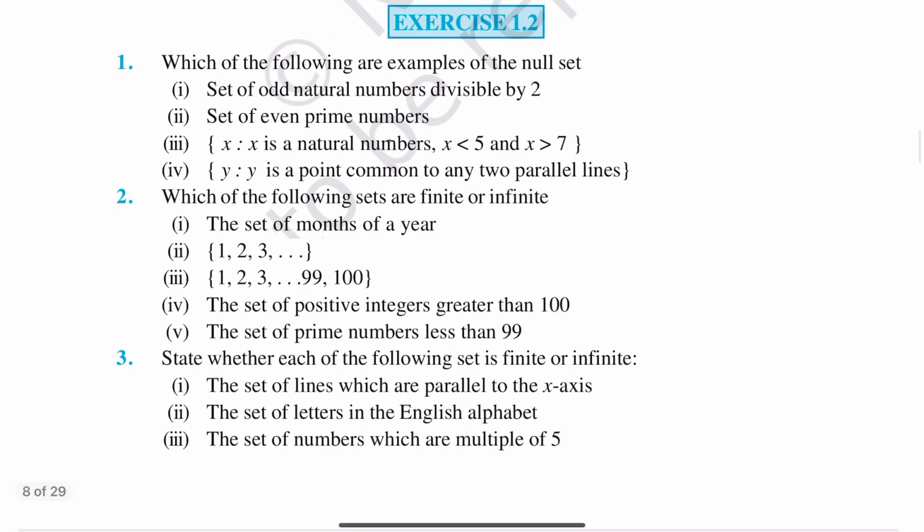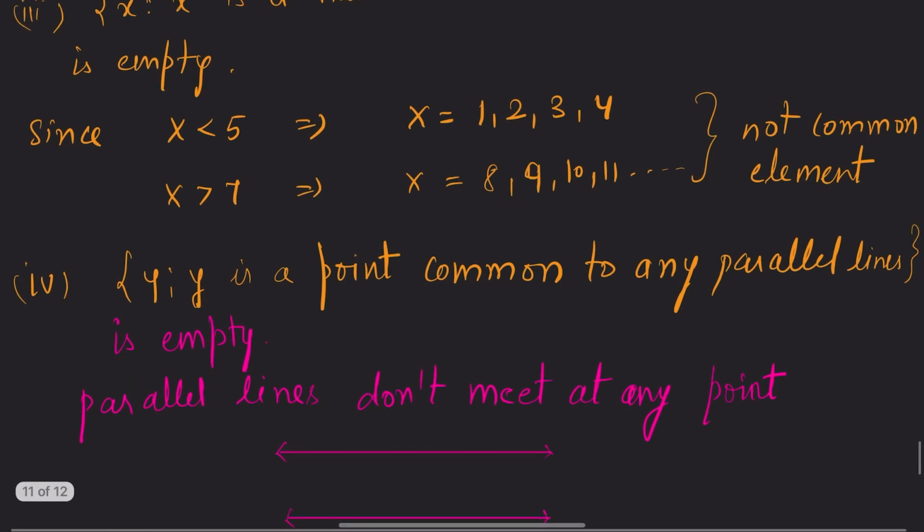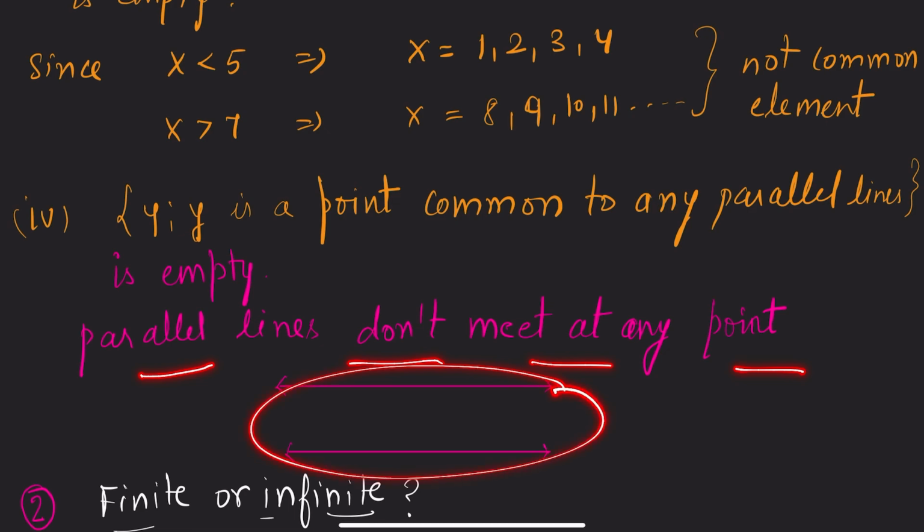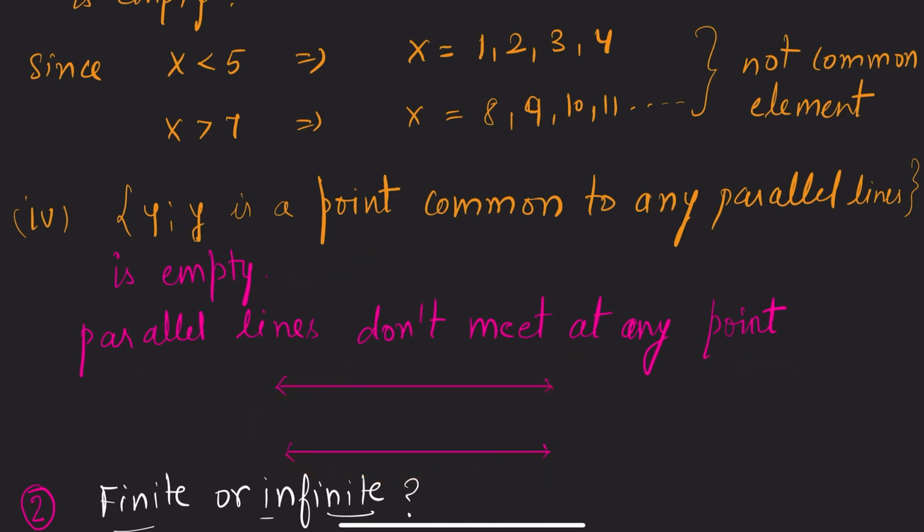Now the next question is, y such that y is a point common to any two parallel lines. So we will see here the common point of parallel lines. This set is also empty, because parallel lines don't meet at any point. So there is no common point. That means this set is empty.